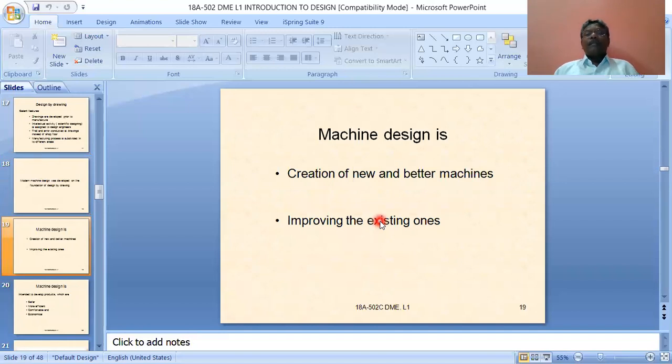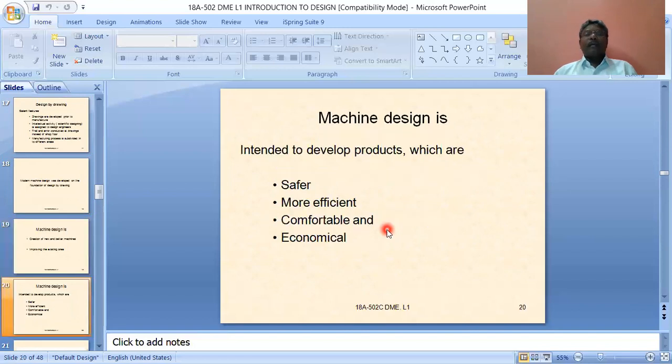Now, what is meant by the machine design? So, machine design is creation of new and better machines. And also, the machine design is improving the existing ones. First one is creation of new and better machines, and second one is improving the existing ones. And this machine design is also called mechanical engineering design. Now, in this case, the machine design is intended to develop products which are safer to the human and more efficient in case of working, and comfortable to the human and economical also.